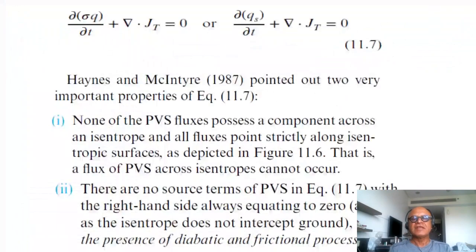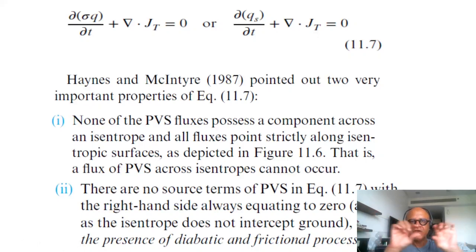Looking more specifically at the properties of the equation we wrote, the PVS conservation equation here, which can be written this way. Haynes and McIntyre, who came up with this, showed the impermeability properties, and pointed out two very important properties of this equation. None of the PVS fluxes possess a component across an isentrope, and all fluxes point strictly along isentropic surfaces.